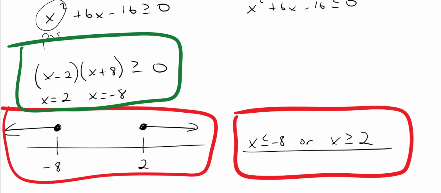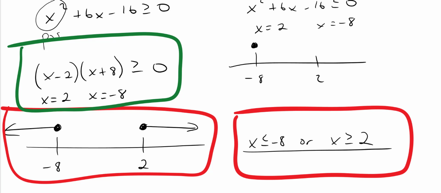Okay, and you're going to get those two answers. You're going to get x equals 2 and x equals -8. But now you know it's a less than, so it's a between problem. So I'm going to draw -8 and 2. I'm going to draw solid dots.